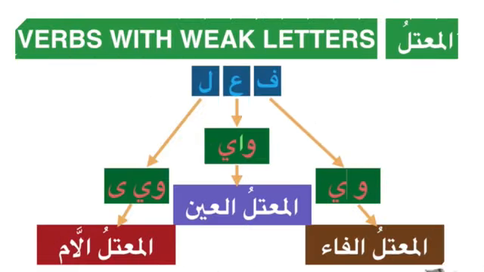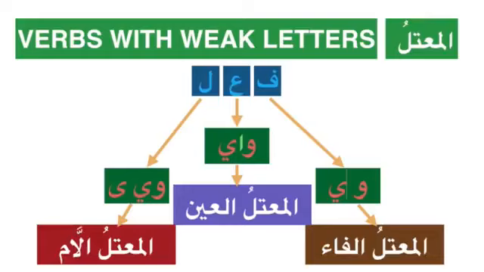So what we are going to learn is the verbs with weak letters. Whenever a verb with a weak letter is constructed, these things will play a role, which are the sakin and mutaharrik pronouns. There are changes which take place.